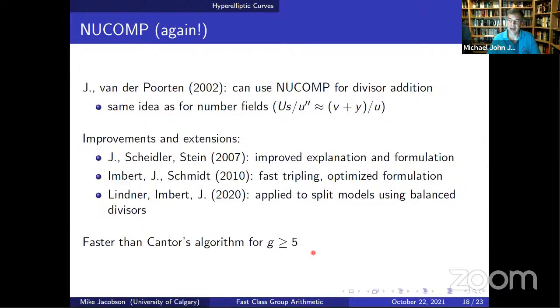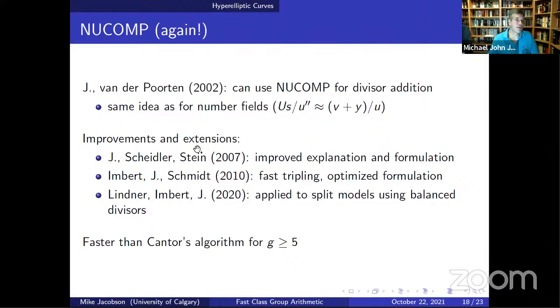Alf van der Poorten and I looked at that in 2002. We made the observation that Cantor's algorithm and Gaussian composition are doing essentially the same thing. I bet NUCOMP works here too. And sure enough, it does. Again, using the same kind of ideas as for number fields, the quantity U times S over U double prime is a pretty good rational approximation of this quadratic irrationality V plus Y over U.